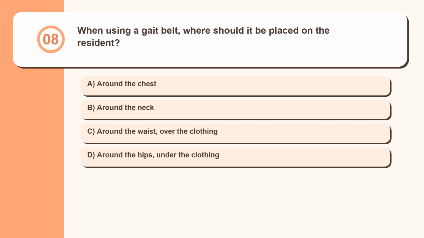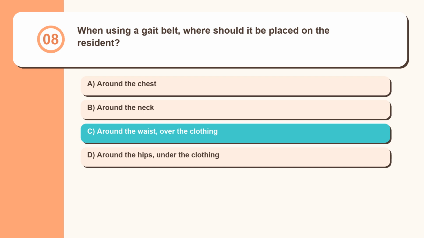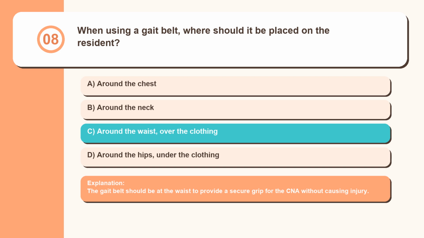Question 8. When using a gait belt, where should it be placed on the resident? Around the chest, around the neck, around the waist, over the clothing, around the hips, under the clothing. The gait belt should be at the waist to provide a secure grip for the CNA without causing injury.